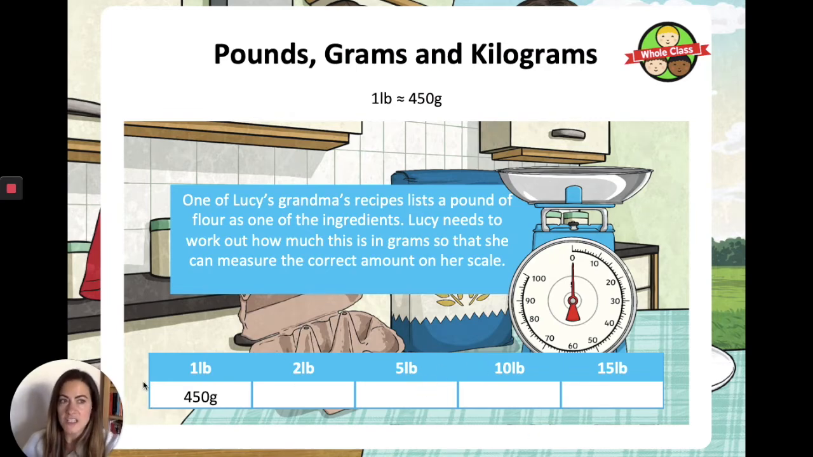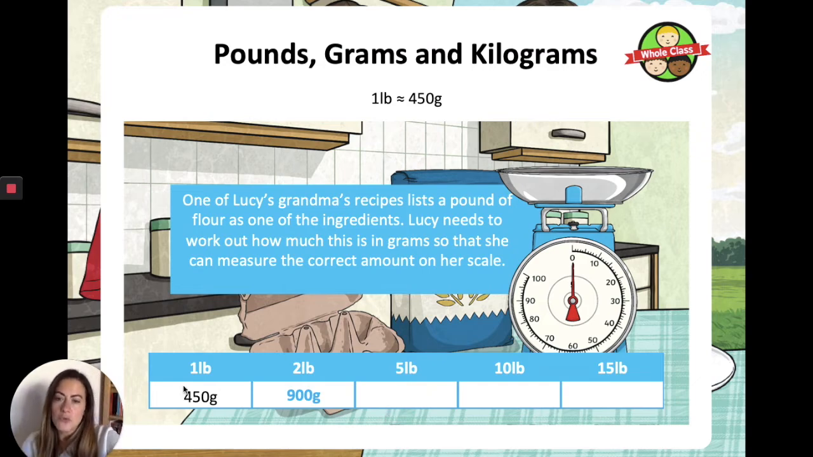If not, you can listen along with me and we'll do it together. So if I know that 1 pound is 450 grams, I can double it to find 2 pounds, and that gives me 900 grams. I know that double 45 is 90, so I know that double 450 is 900. To find out 5 pounds, I've got a few different methods I could use.